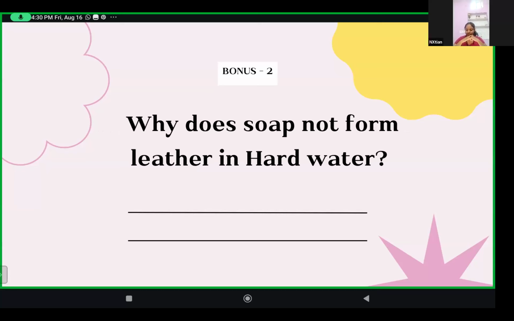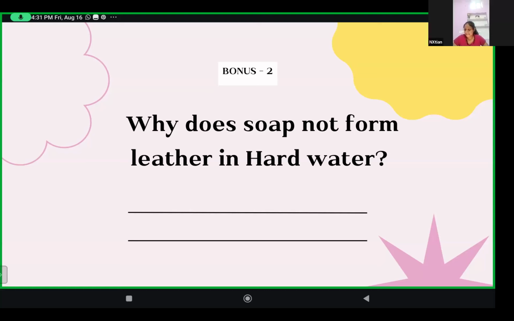Ma'am, because hard water doesn't have the properties that soap needs to form lather. Okay, and what are these properties? Not sure, ma'am.